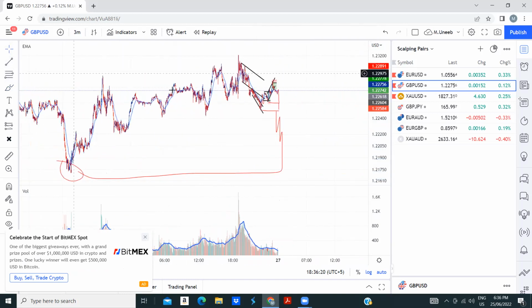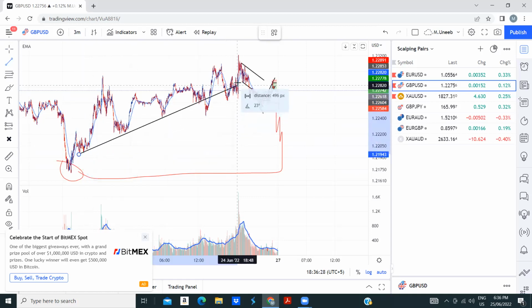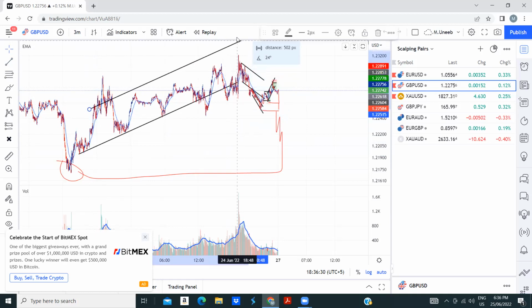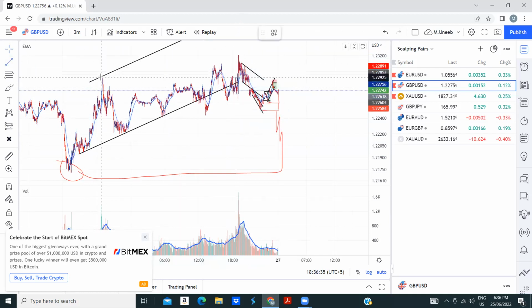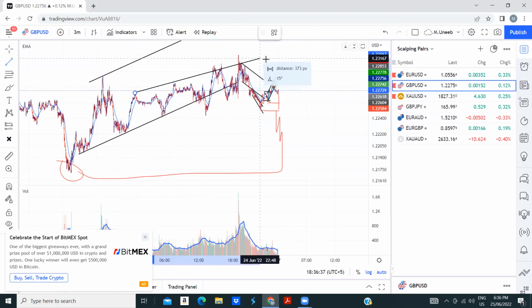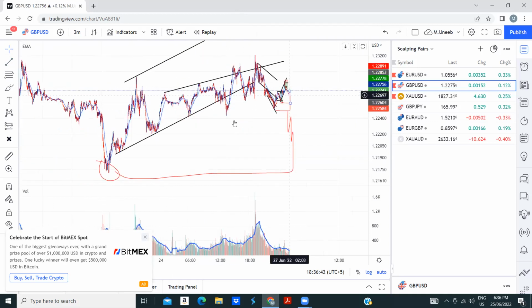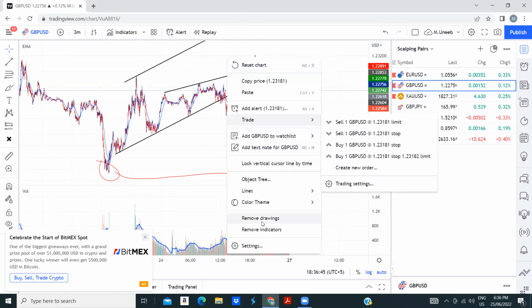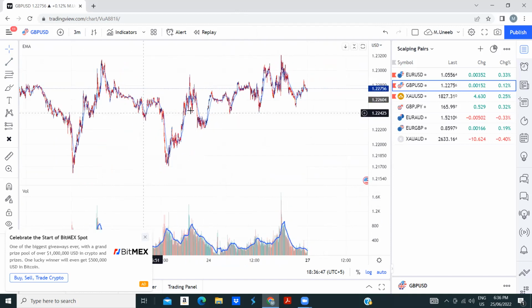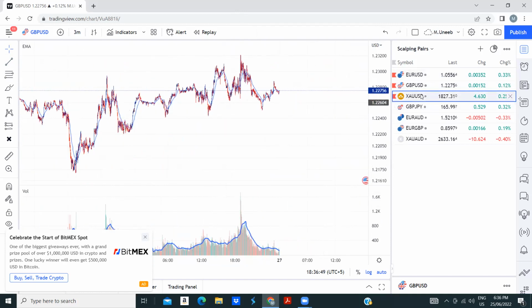Yep. Because if we zoom out this chart, if we draw this one, you will understand that this is a major distribution. Okay, let's suppose we are here. And what do we see here? Shortening of the thrust. Can you see? It's a major distribution here on a larger time frame. Do you understand? Yeah. Now let's go to another one, XAU USD.